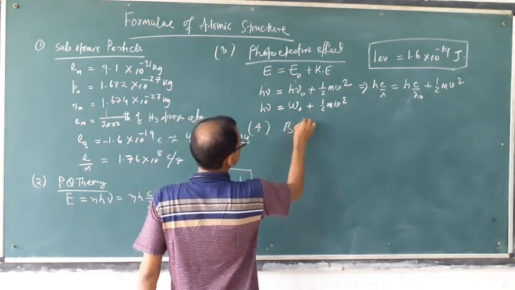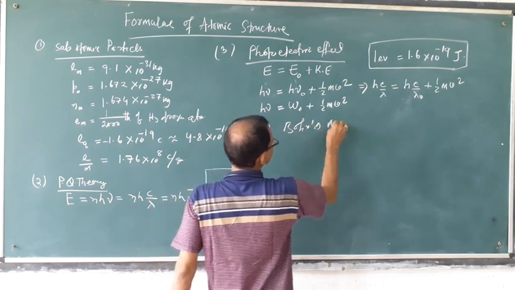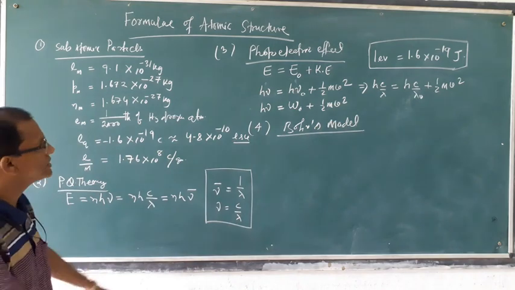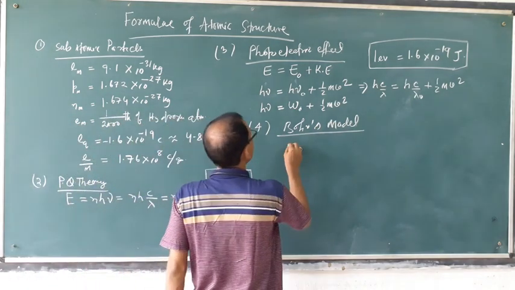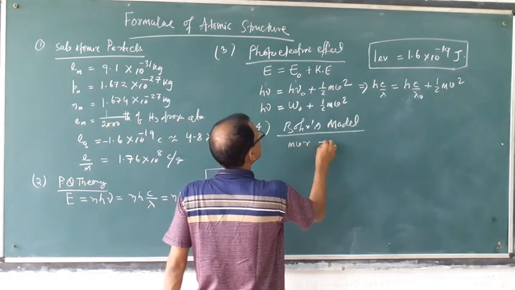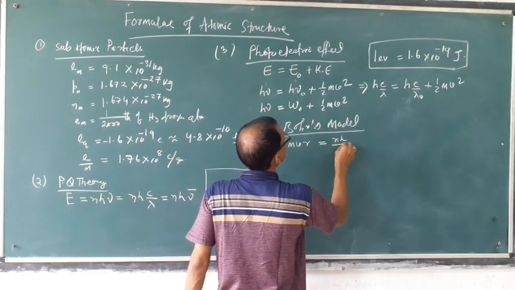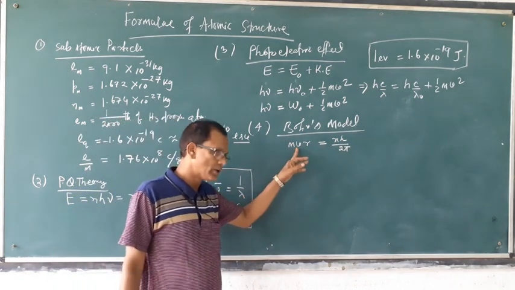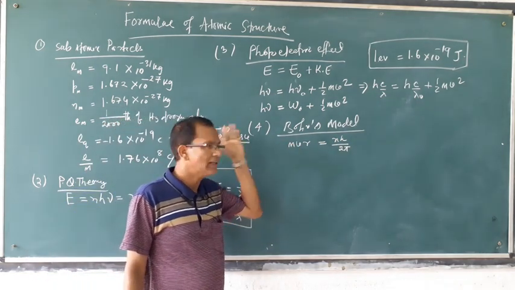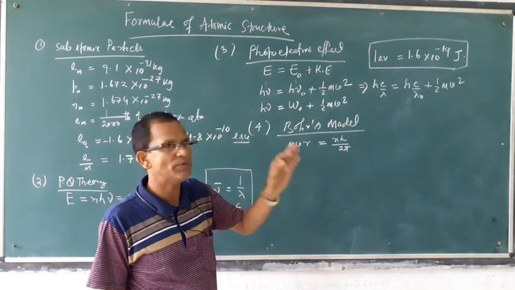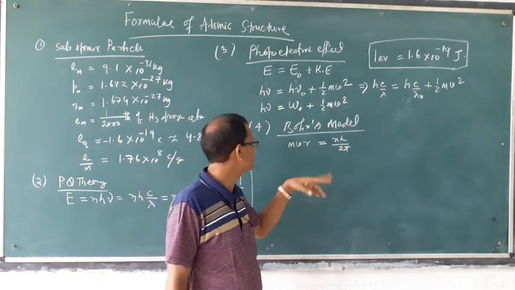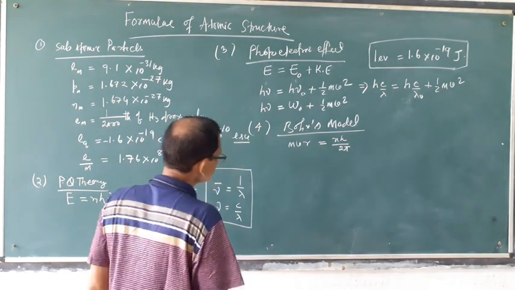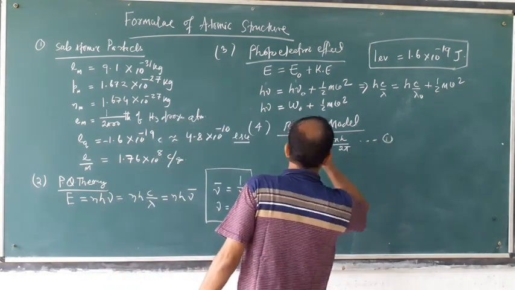Regarding Bohr's model, a very important relation is that mvr is equal to nh by 2 pi. What is this? Angular momentum is quantized in each orbit, constant for each orbit. As per Bohr's model, mvr is equal to nh by 2 pi. This is an important relation.